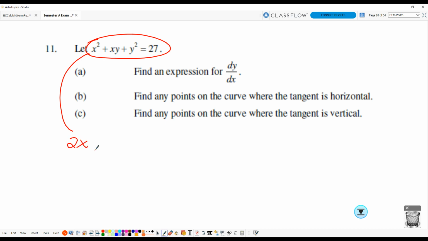Okay, so the derivative of x squared with respect to x is 2x. Then you got to do product rule with that thing in the middle. The derivative of x, the first, times the derivative of the second, the derivative of y with respect to x, is just dy/dx. It's how does y change with respect to x? Then plus the second times the derivative of the first with respect to x. How does x change with respect to x? That's dx/dx. So what's the derivative of y squared?